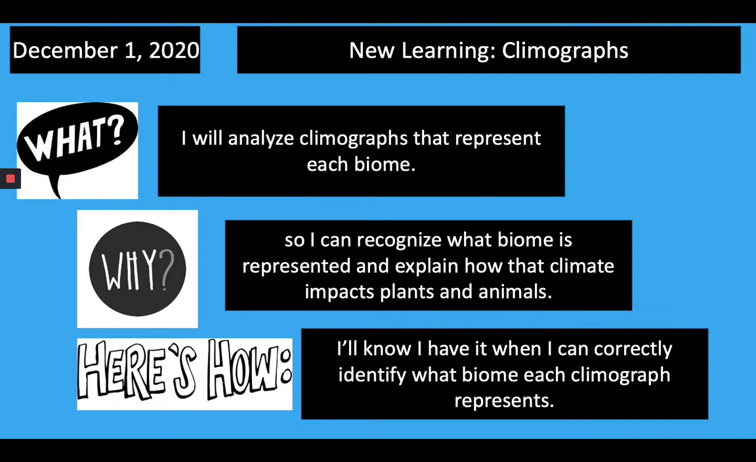Why do we need to do that? We need to do that so that we can recognize what biome is represented and explain how that climate impacts the plants and animals that live in that biome. The amount of precipitation and the temperature affect everything in a biome. So when we look at a climagraph, we need to understand which biome it's representing. And I'll know I have it when I can correctly identify what biome is represented by each climagraph.